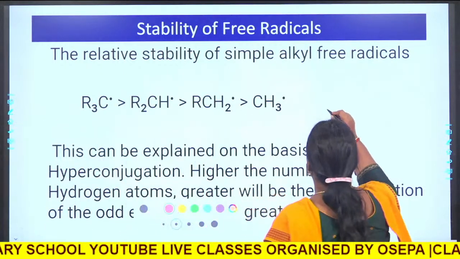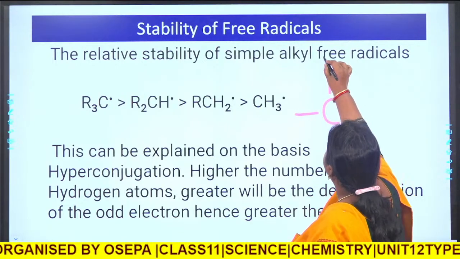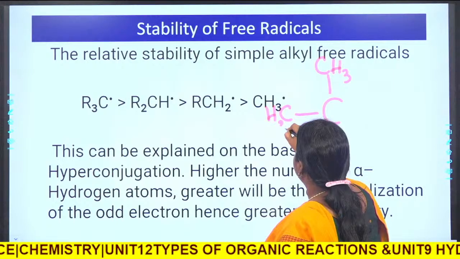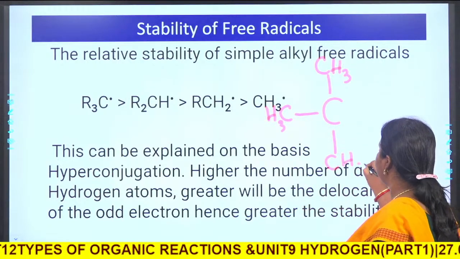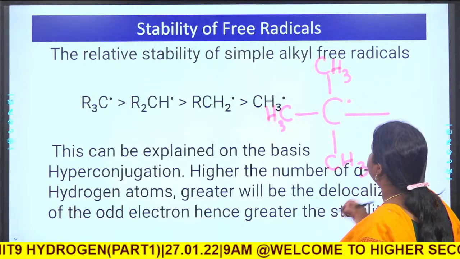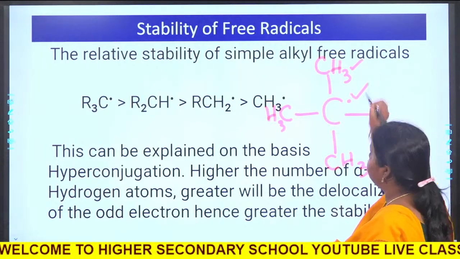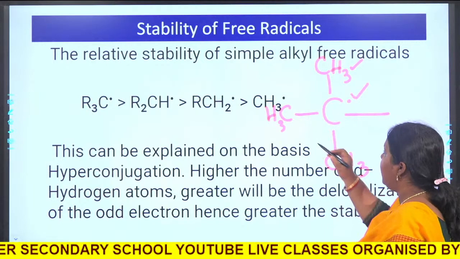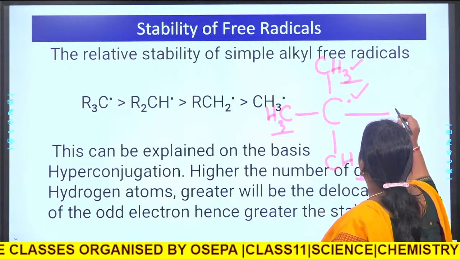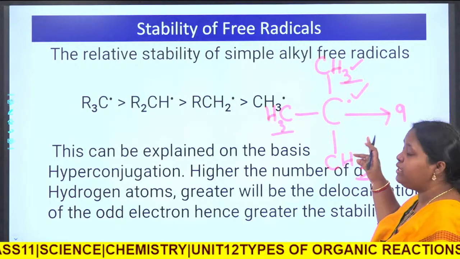Mark here, in case of a tertiary free radical, CH3 and CH3, there is the presence of a free radical over here. So, this free radical may hyperconjugate with this hydrogen. How many alpha hydrogens are there? 3 plus 3 plus 3. So, in total 9 hyperconjugating structures can be written for this free radical.